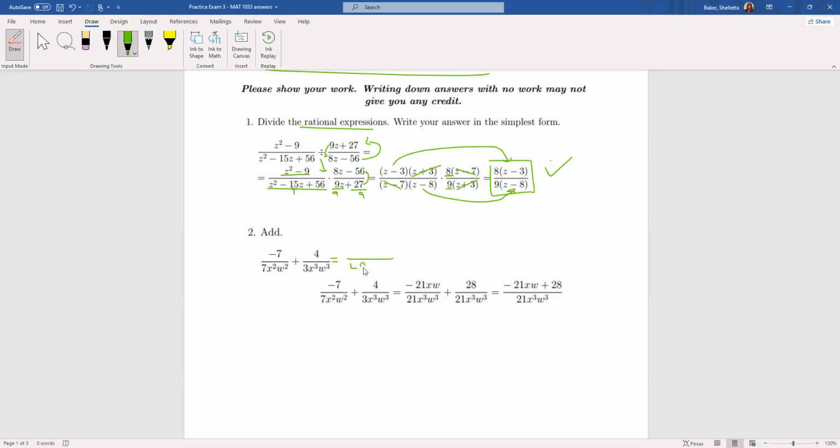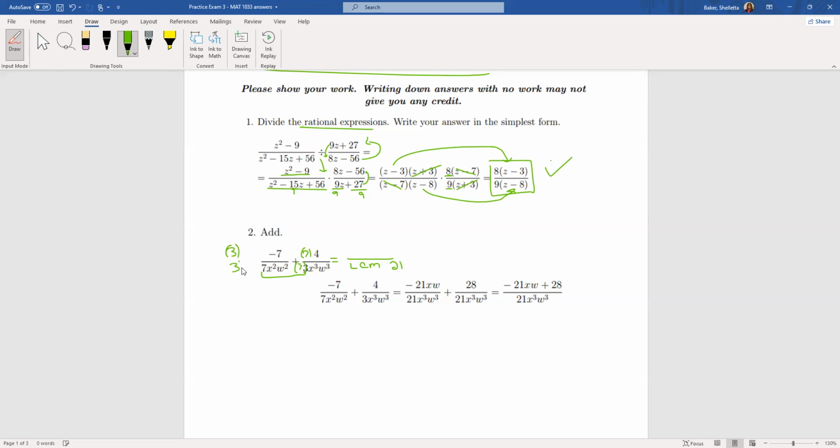For number 2, you're adding these expressions, but remember, before you can add expressions, you have to get the least common multiple, that common denominator. So between 7 and 3, that common denominator would be 21. That means we have to multiply the second fraction by 7 in order to make this a 21. We have to multiply the top and bottom by 7. To make the 7 a 21 on the right, we have to multiply the top and the bottom by 3, right?